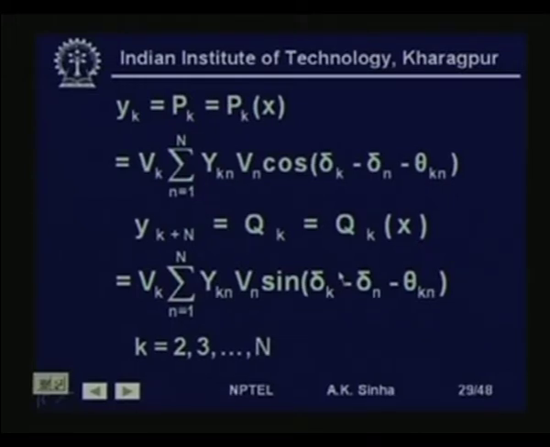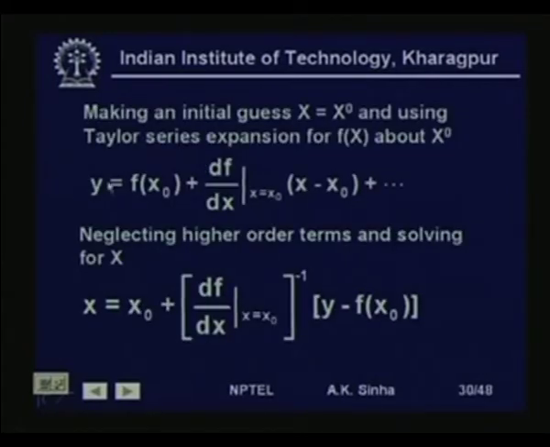So, we can always expand them in Taylor series. So, if we do that, then we can write that as Taylor series in terms of y is equal to f x 0 plus df by dx at x is equal to x 0 into x minus x 0 plus higher order terms, which will be of x minus x 0 square and so on.